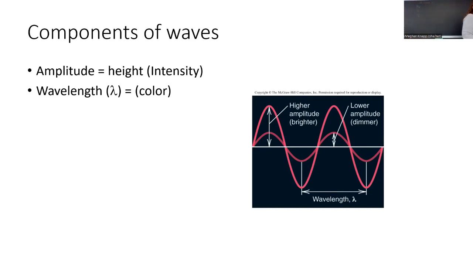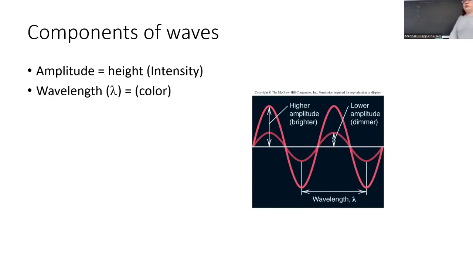Okay, so wavelength is represented by the Greek letter lambda. That's a lowercase l. You may be familiar with the uppercase lambda, which is kind of an upside down V. The lowercase lambda is kind of an upside down letter Y. And that stands for wavelength. It is usually measured in meters.